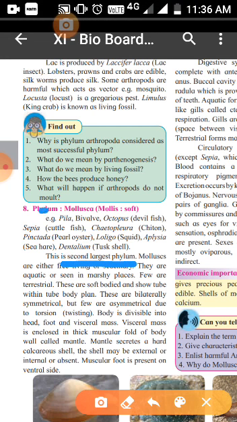So you have these examples: Pila, Dolabella, octopus, bivalve, sepia, and you remember one, Loligo, any one, okay? It's not necessary. Yesterday there was a doubt regarding this also.